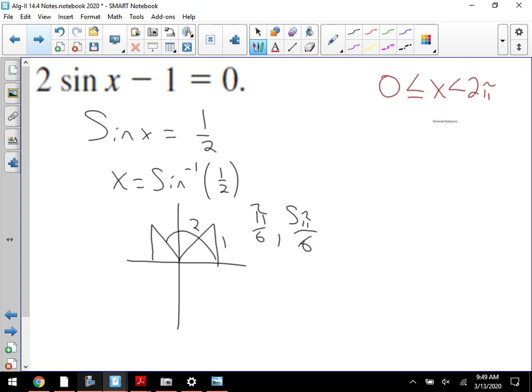What'll happen with general solutions, it's a completely different ballgame. Think of it this way. Put your pencils down for 1 second. How long does it take me to get back to pi over 6 from pi over 6? Which is how much pi? Every time I go around, however many times, if I want to say 5, this would be 10 pi, correct? So I go around 5 times, I'm still going to wind up at the same spot. That's a general solution.